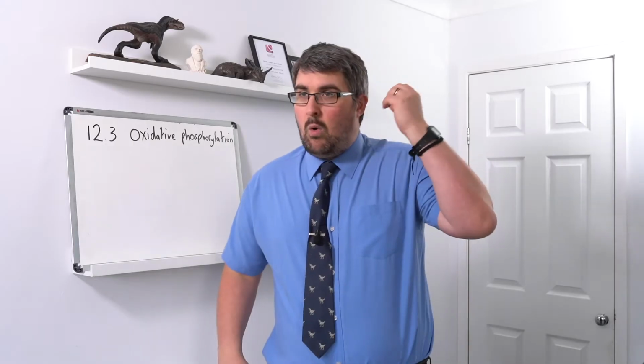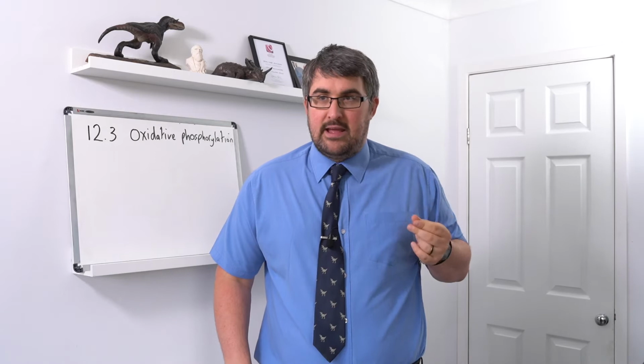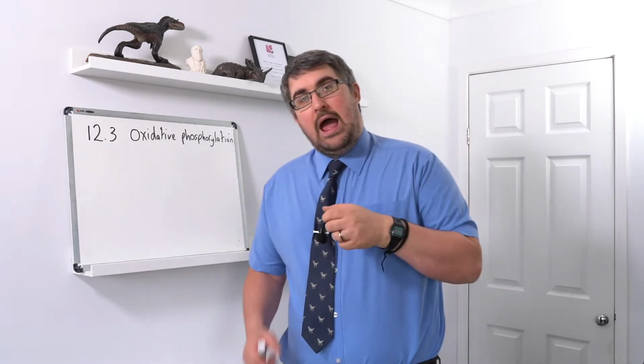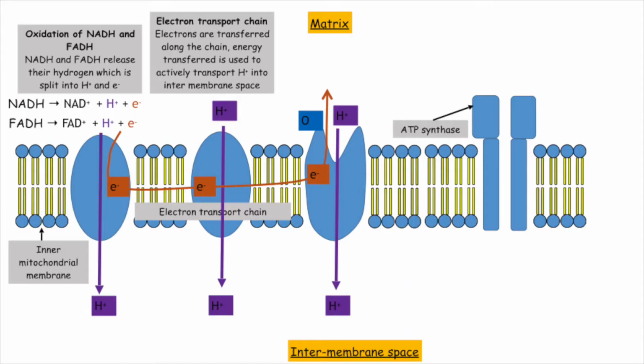So all of that reduced NAD and FAD has arrived. It's now here at the inner mitochondrial membrane. And those hydrogen carriers, those coenzymes, will release their hydrogen atoms, and they will immediately be split into protons, H+ ions, and electrons. The electrons will immediately be accepted onto the electron transport chain, and they'll be passed along in a series of redox reactions, and they'll be transferring energy as they go, going down in progressively lower energy states as they go.